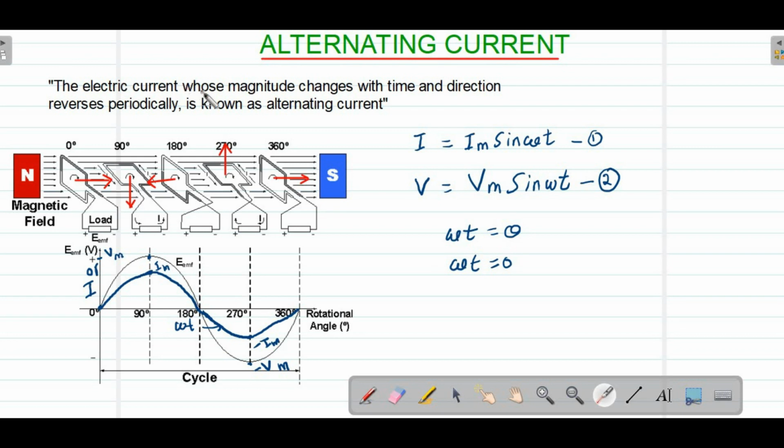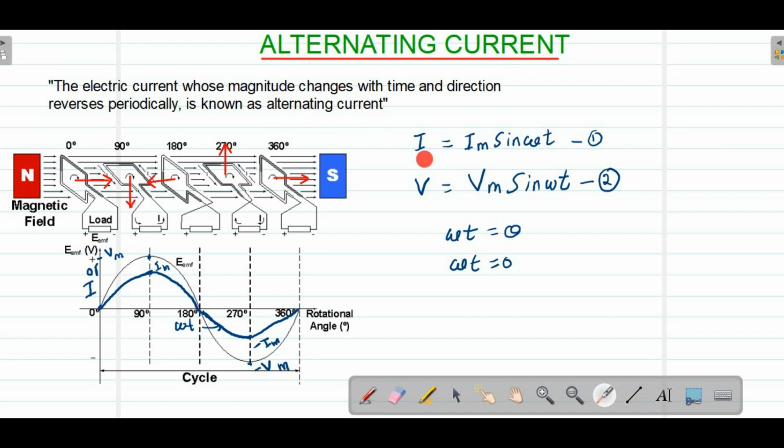This way, the electric current whose magnitude changes with time, every instant of time the magnitude is changing. So the electric current whose magnitude changes with time and whose direction reverses periodically. Direction reverses periodically means in each half rotation, in each half time period of rotation, the direction will reverse. And such a current is called alternating current.